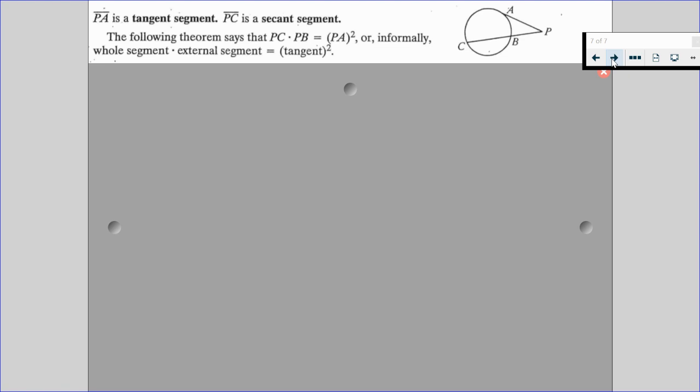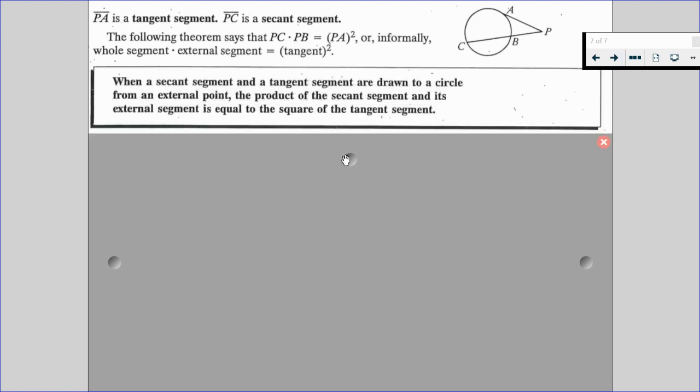Alright, and lastly, segment PA is a tangent segment. Segment PC is a secant segment. So the following theorem says that the product of PC times PB is equal to PA squared, or, informally, the whole segment times the external segment is going to be equal to our tangent squared, which leads into this theorem.